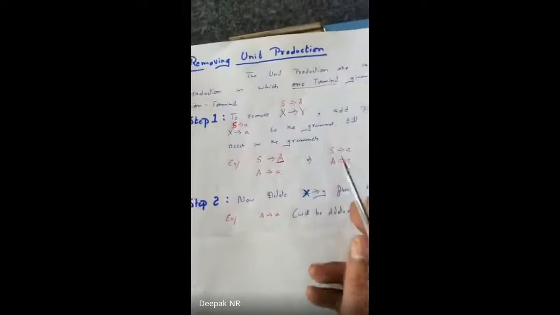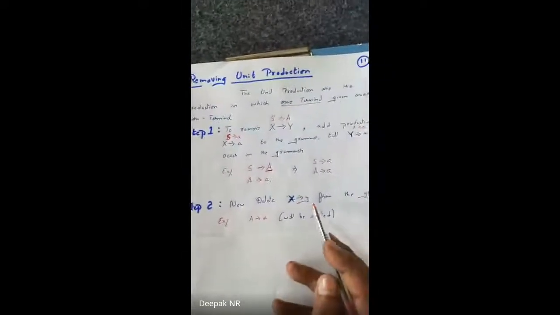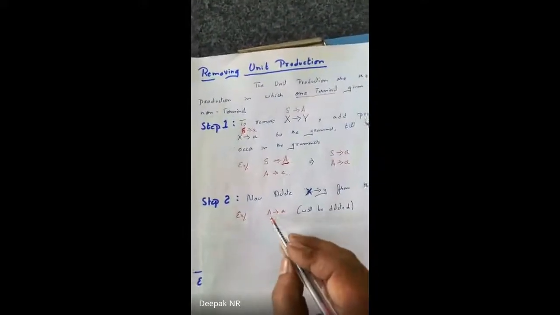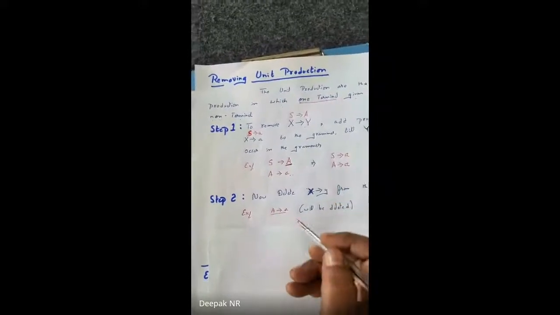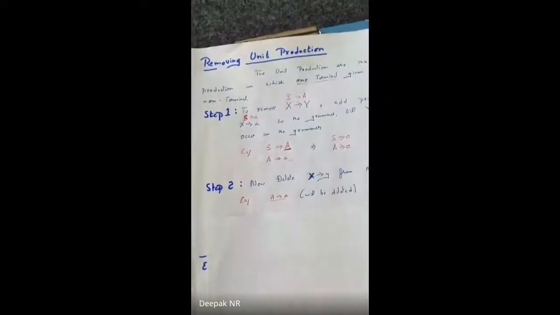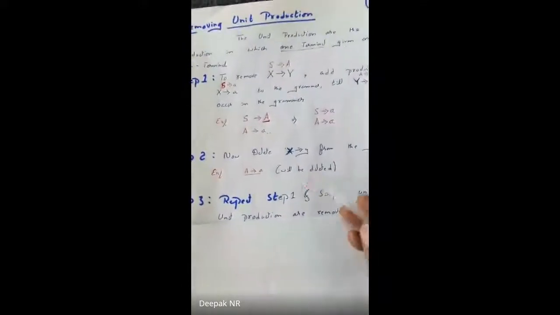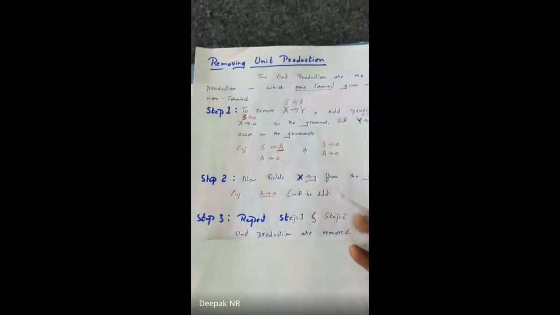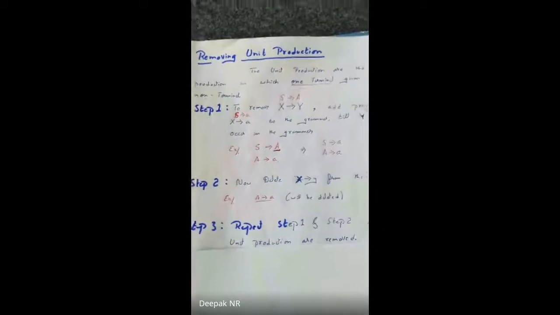Now, whenever S tends to A and A tends to A are done, delete X tends to Y from the given grammar. I mean to say, now A tends to A will be deleted. Is that clear? Finally, the last step is to repeat this until you get a result. Okay, let me take one example.